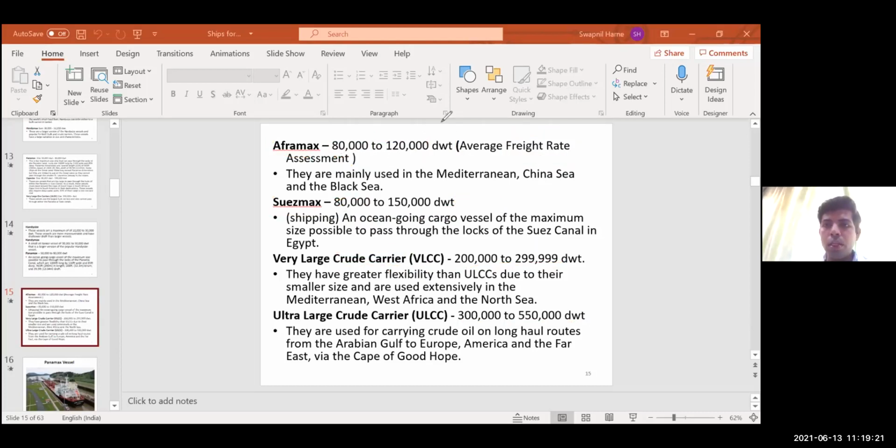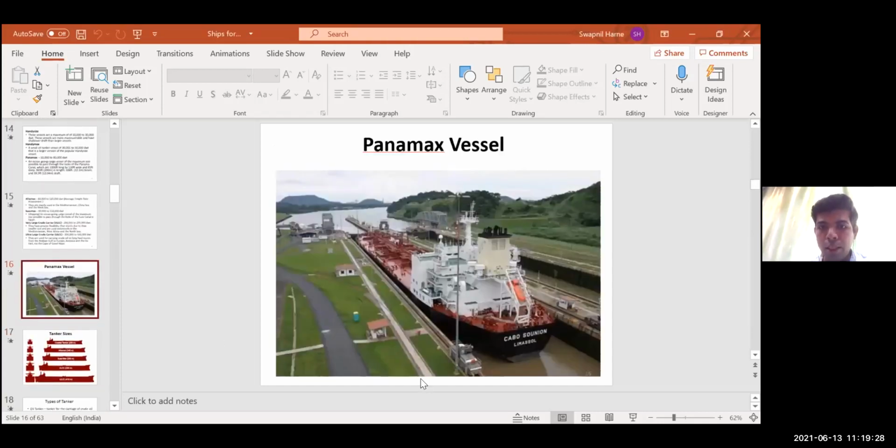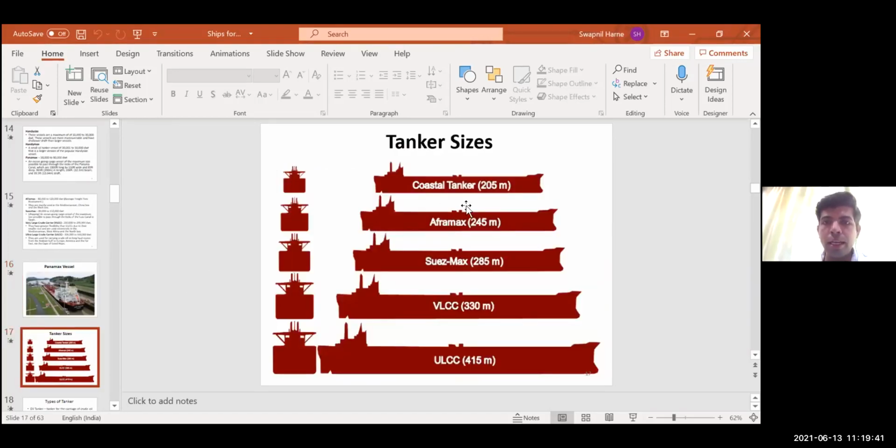So let's move ahead with this. See, there are some photographs. Can you see this photograph? This particular vessel is passing through the Panama Canal. See the tanker size, coastal tanker lengthwise they have given. That has got a 205-meter length, Aframax size getting increased, 245 Suezmax, again 285 meters, VLCC 330, ULCC 415.